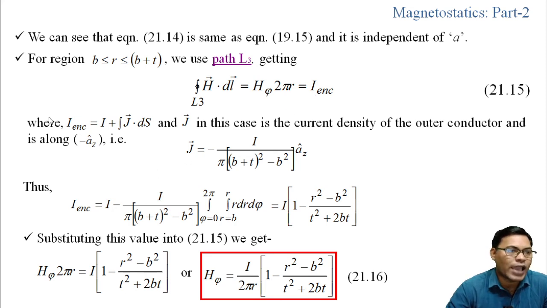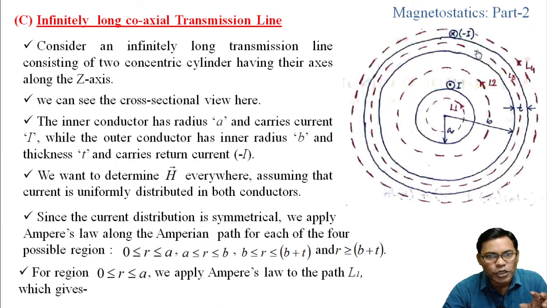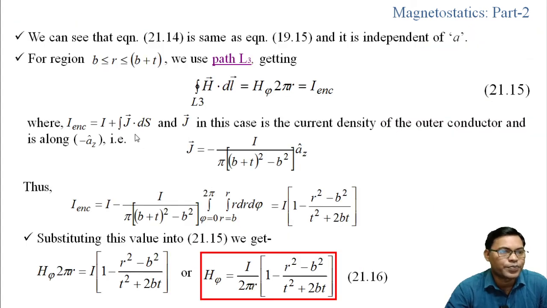So here I enclosed equals I, the current flowing through the inner conductor, plus the integral of J dot ds. This J dot ds is the current flowing through this strip. We need to calculate the current going into the page through this strip. This calculation is given here. First we need to calculate J, then ds.